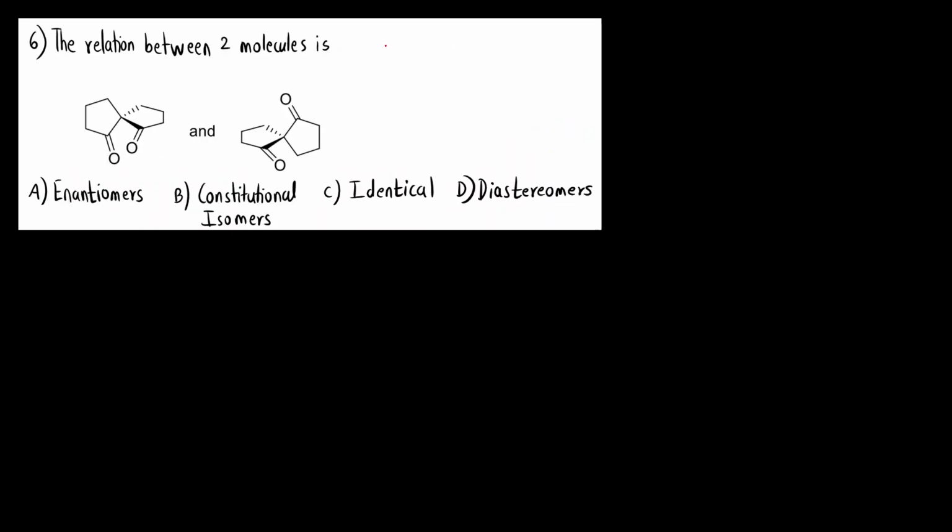Sixth one: the relation between the two molecules. These are the two molecules that are given. These are called spiranes. They are similar to allenes. They are just like allenes. So what we are doing is observing from this side. Let's say this is A and this is B.